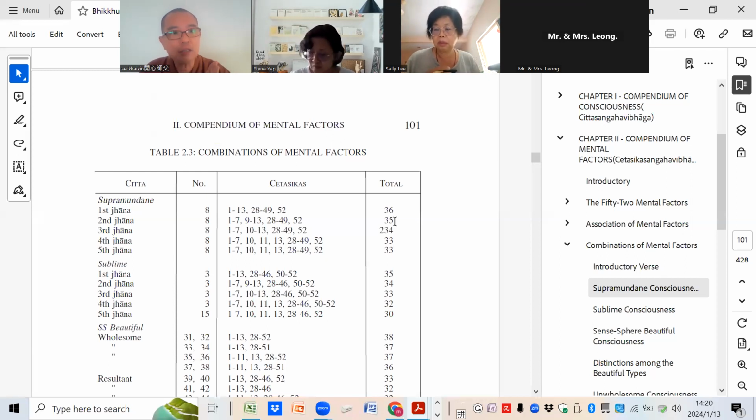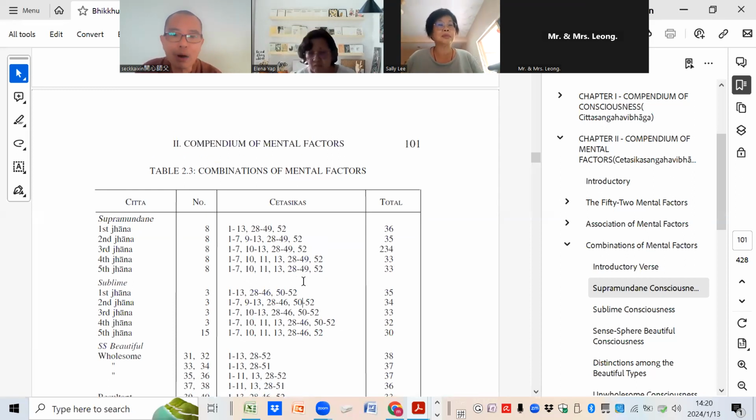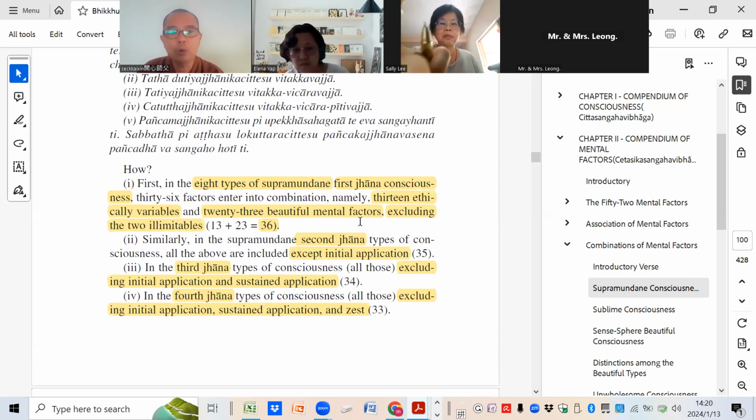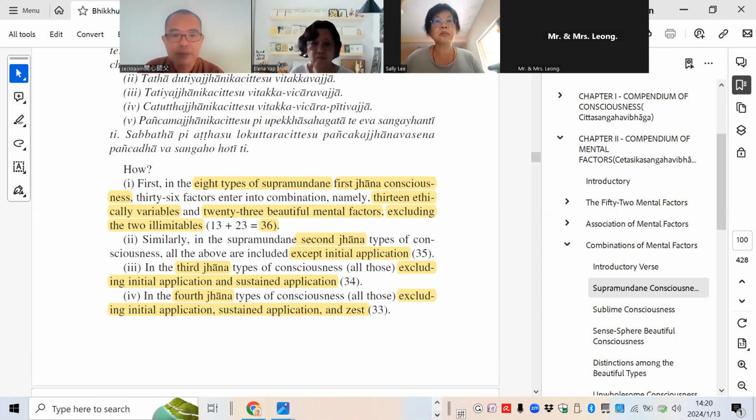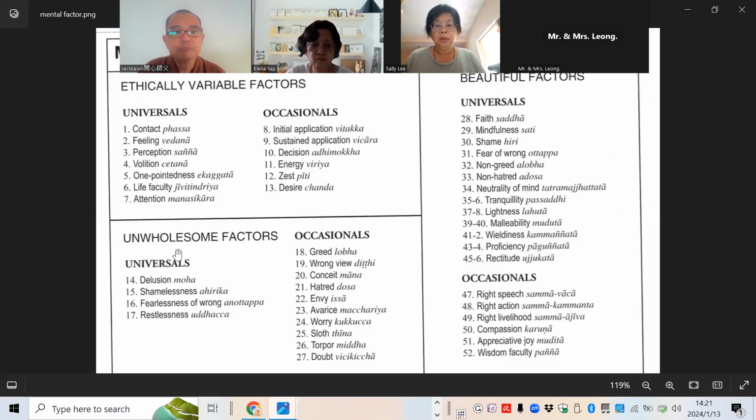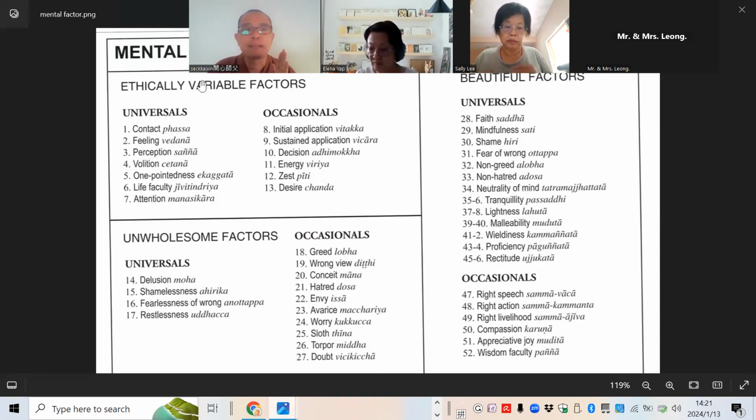Why? They share the common cetasika. Okay, so number one, what do they share? Let's take a look. So we go back to this diagram. Number one is the seven universals. Class, remember, basically for all the citta, 89 or 121, they must have this universal mental factor. We call it the ethically variable factor because it is a package. So seven. Okay, class, no problem.